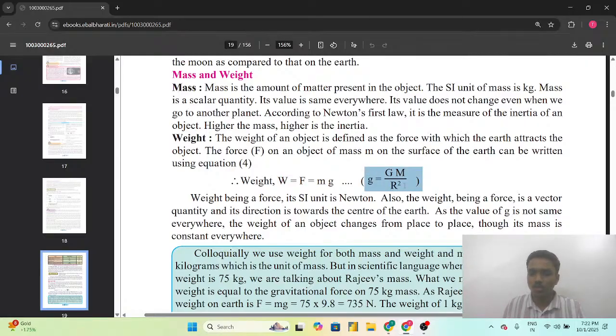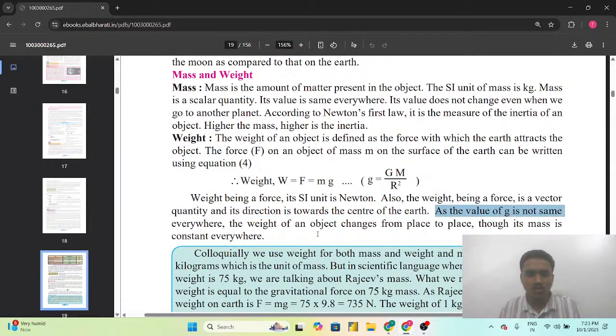g is equal to GM upon r square. So we can write W is equal to GMm upon r square, as we are replacing with the value of g. Weight being a force, its SI unit is Newton. Also, weight being a force, it is a vector quantity. तो मास जो है वो स्केलर क्वांटिटी है, और वेट जो है वो यहाँ पर वेक्टर क्वांटिटी है. यानी वेक्टर क्वांटिटी आ गई, डायरेक्शन भी आ गई, मैग्नीट्यूड भी आ गया. And its direction is towards the center of the earth.